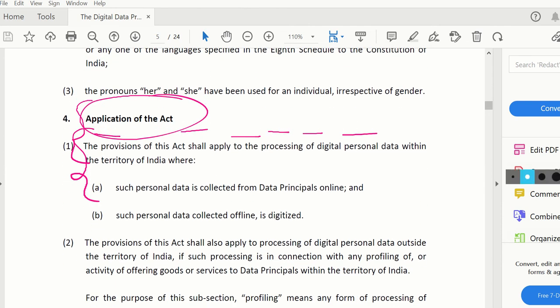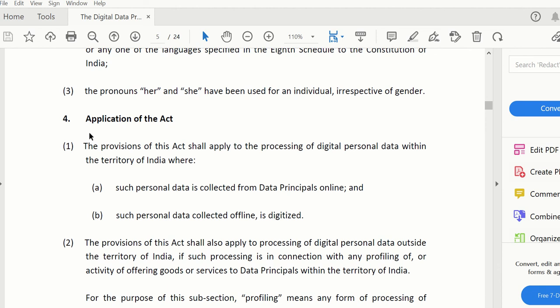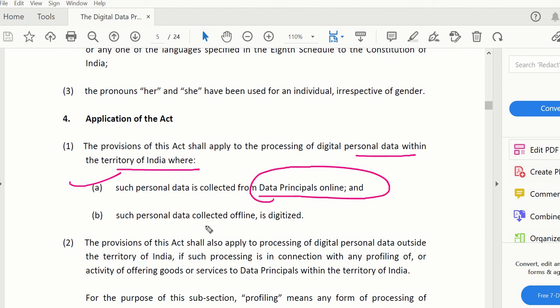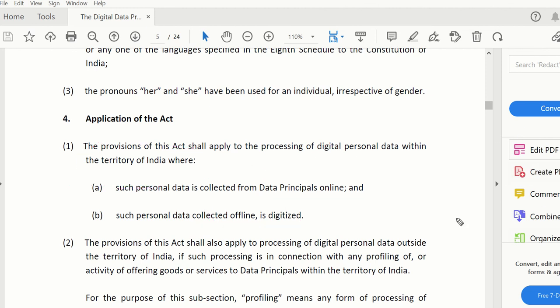So the first thing is the application of this act. The provisions of the act shall apply to the processing of digital personal data within the territory of India. Such personal data is collected from the data principal online, or it can be collected offline also, and if it is collected offline, it is digitized. So it doesn't mean that because this is the digital data protection bill, only the online medium is considered. No, the offline medium is also considered by this bill. If you are collecting any personal data offline and you are digitizing it, this also would be considered under this bill, and the data should be collected within the territory of India. That comes under the scope of this digital data protection bill.